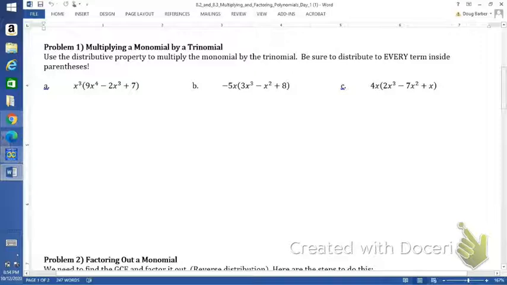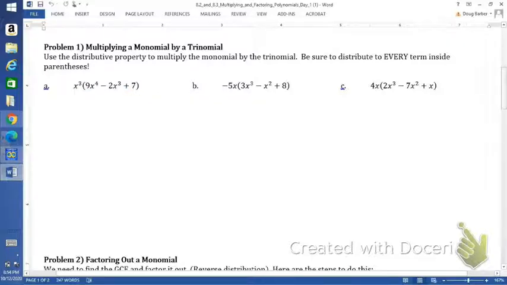Alright, problem number 1, multiplying a monomial by a trinomial. So we're going to use the distributive property to multiply the monomial by the trinomial, and be sure to distribute to every term inside the parentheses. A trinomial is a polynomial with 3 terms. So this is the trinomial right there, and this is the monomial, that's just a polynomial with 1 term.